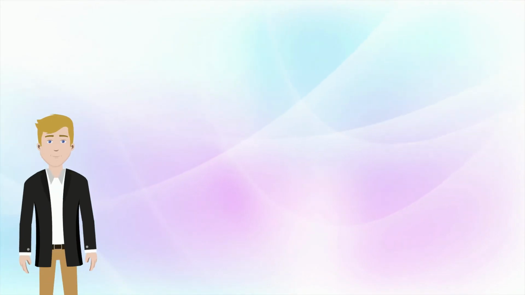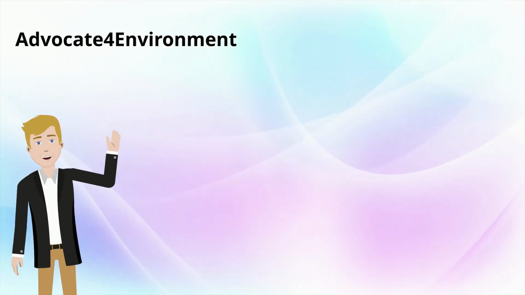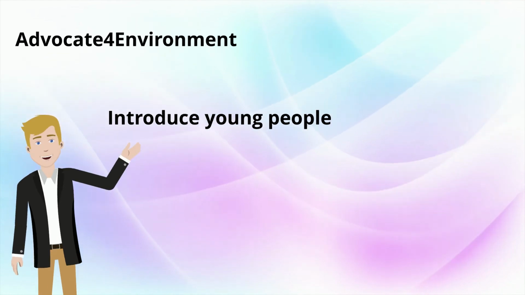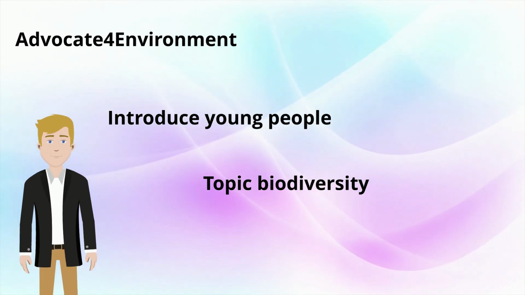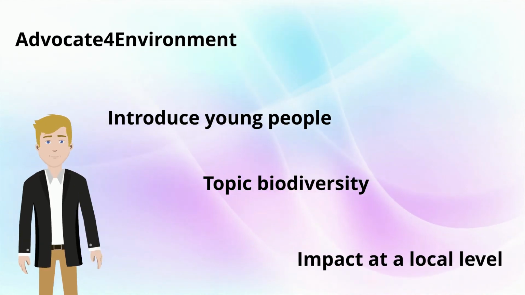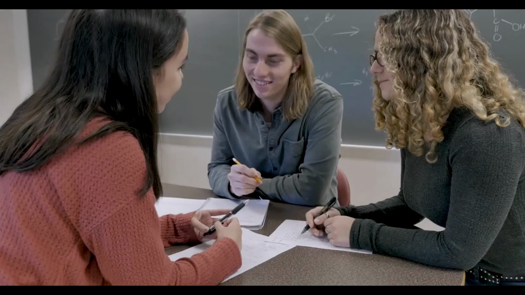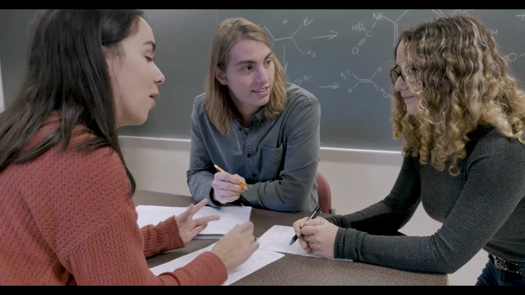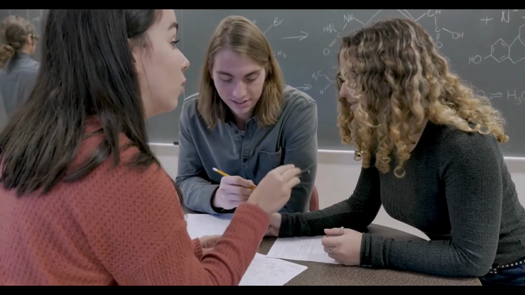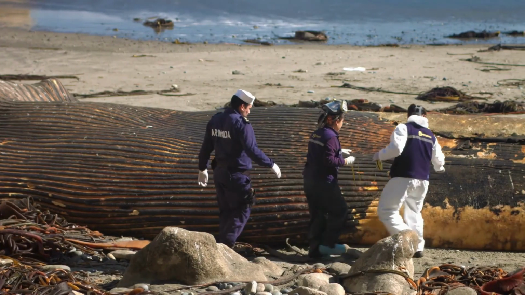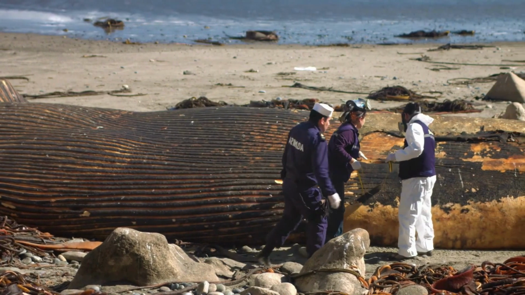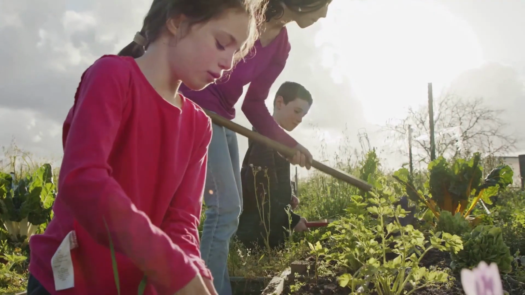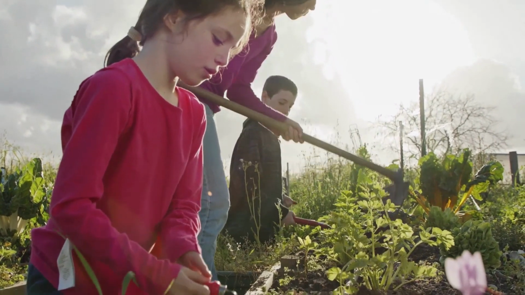Welcome to the 7th module of the Advocate for Environment curriculum, which aims to introduce young people to the topic of biodiversity as a global issue, but also its impact at a local level. Understanding biodiversity will help you as an individual or as a group of young people to act in response to how the loss of biodiversity affects our daily life and what we can do to reverse the negative development.